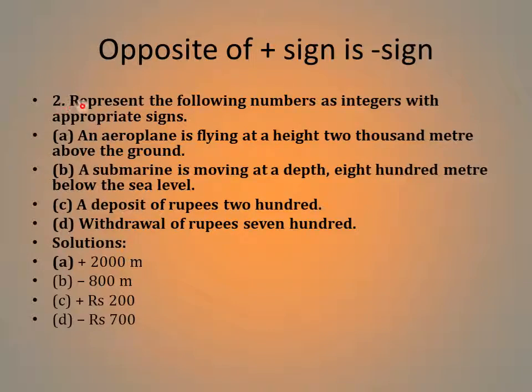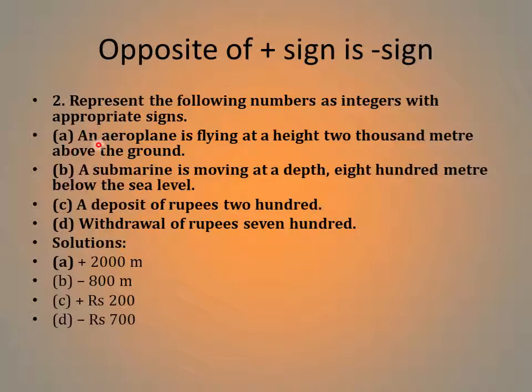Question number 2. Represent the following numbers as integers with the appropriate signs. So here we are using the signs. An aeroplane is flying at a height of 2000 meters above the ground. So above means plus, below means minus. A submarine is moving at a depth of 800 meters below the sea level. Below means minus. A deposit of rupees 200. Deposit amount will be plus. A withdrawal of rupees 700. Withdrawal is minus.